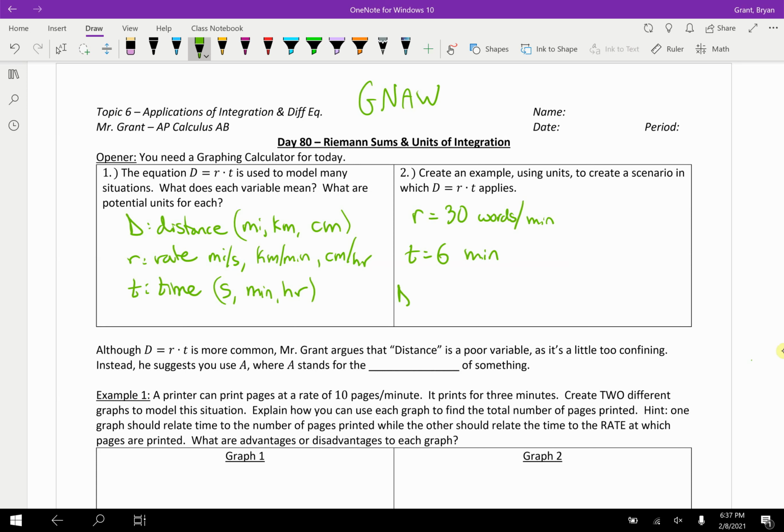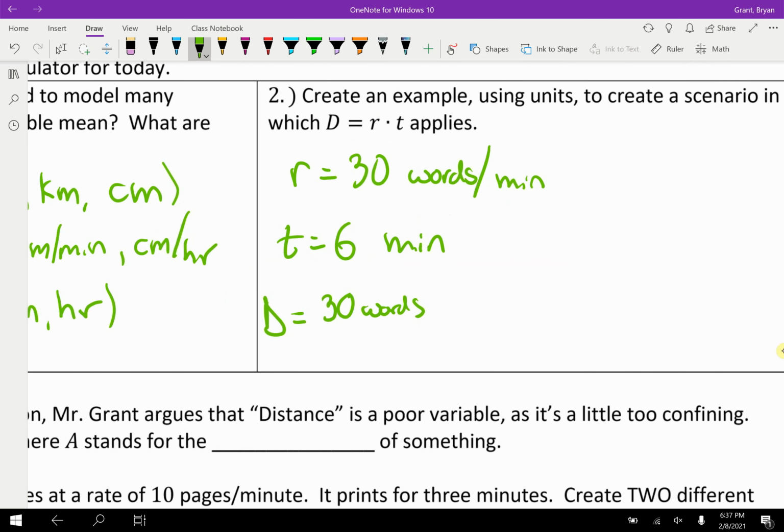So if we apply this D equals R times T, 30 words. I'm going to zoom in. You might recall that I always write my units like straight fractions. I think it's easier to see what cancels here. Times 6 minutes. And so we find that the minutes reduce. 6 times 30 is 180, and we're just left with words.